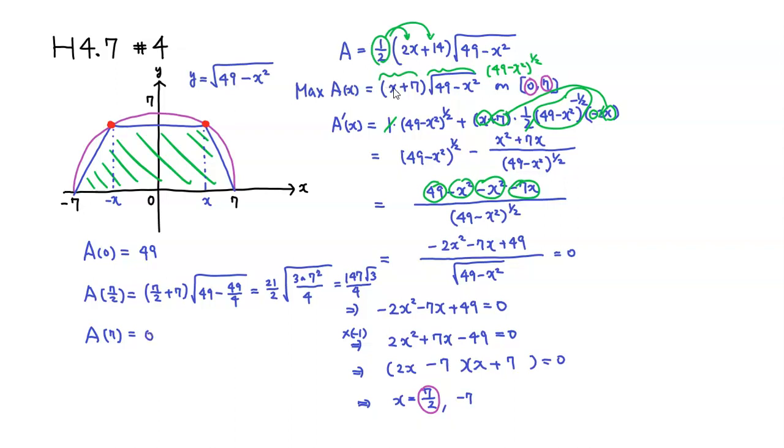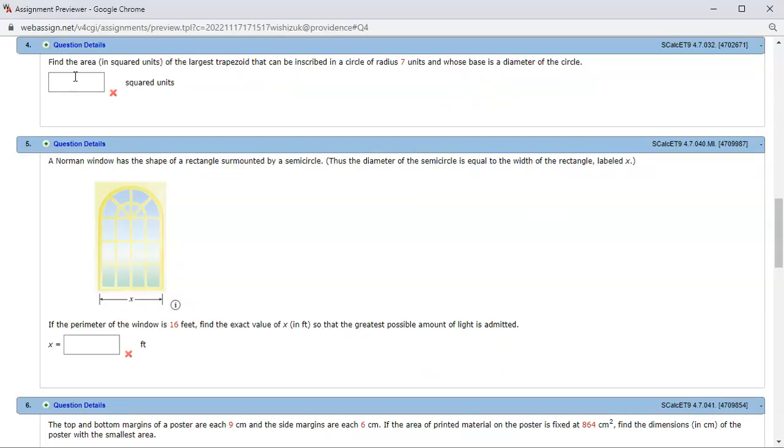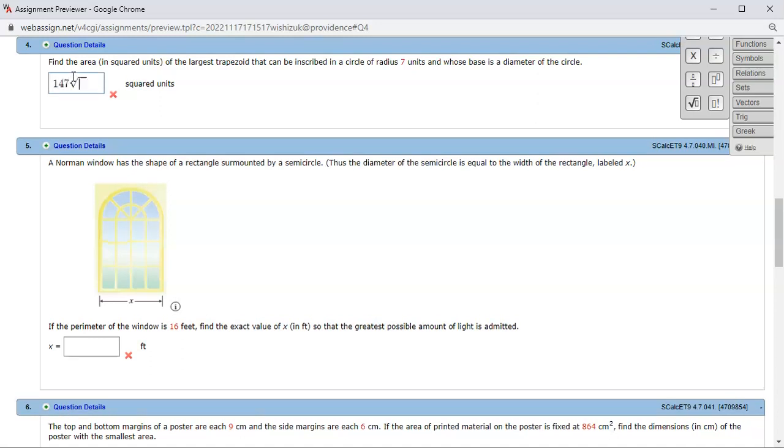So as you can see, this is going to be the largest one. So here, this is going to be the maximum. I believe this is bigger than 49. All right, so let's type it in. All right, so we got 147 square root of 3 divided by 4.